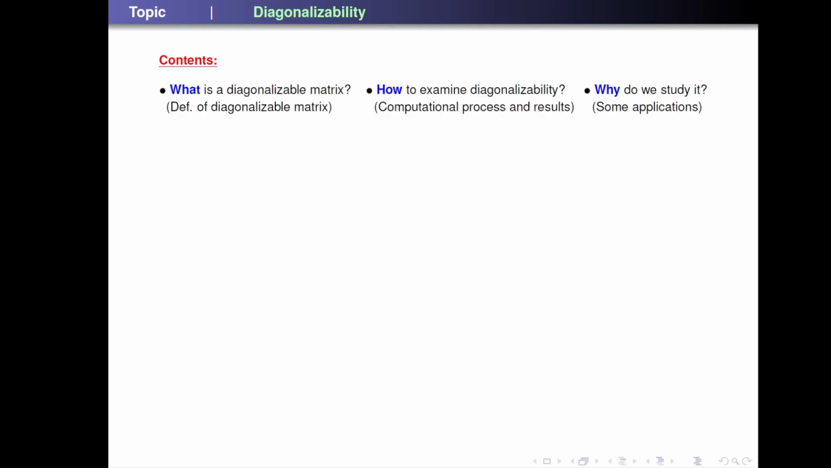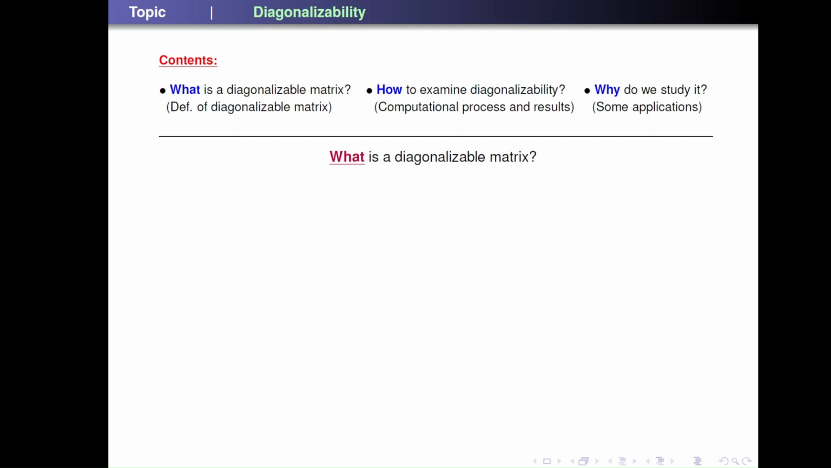Today's topic is diagonalizability. The minimum requirement to understand this topic is basic linear algebra. Well, the contents: whatever we cover here basically answers three fundamental questions. What is a diagonalizable matrix? How to examine diagonalizability? And why do we study it?